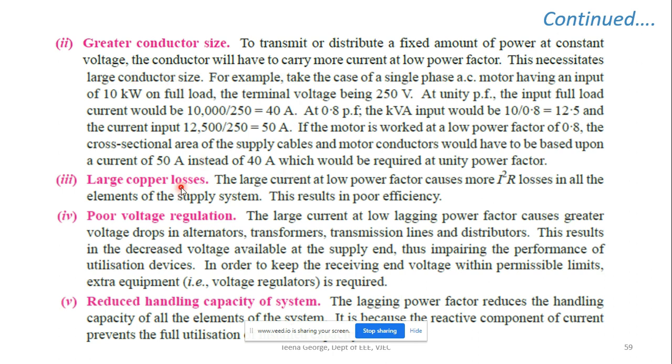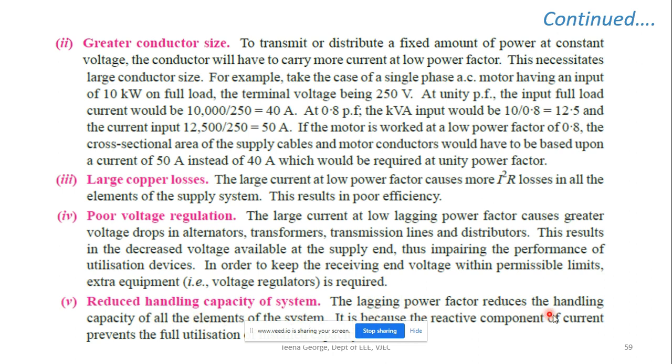And when the current is higher, the copper losses, I square R losses also will be higher, which reduces the efficiency of the system. Then voltage regulation is poor. You know that voltage regulation is the difference in voltage, sending end to receiving end voltage. As current is larger, there will be large drop in the line conductors, and this will make the voltage regulation poor. Then reduced handling capacity of the system.